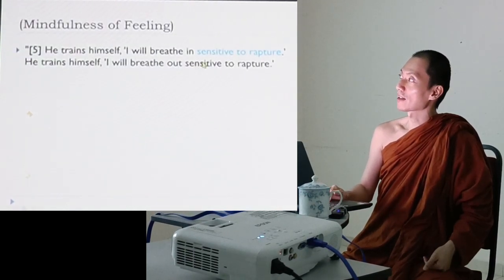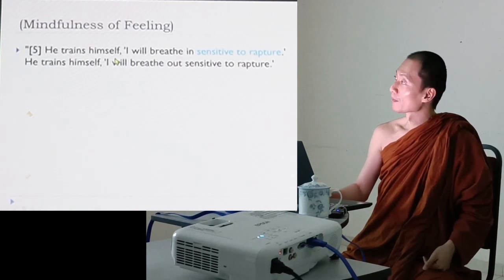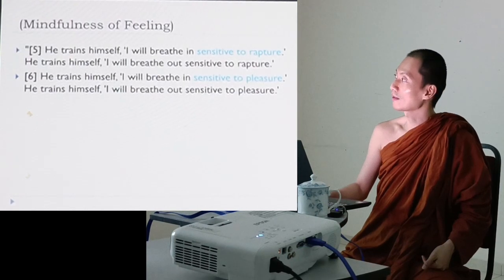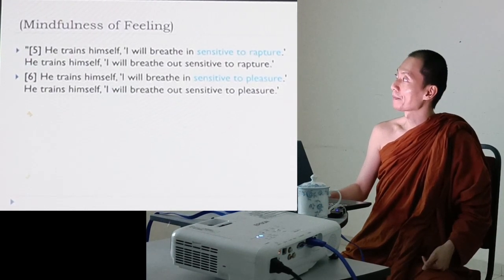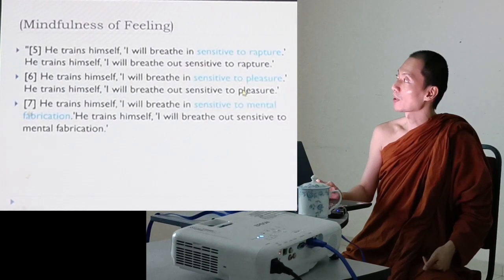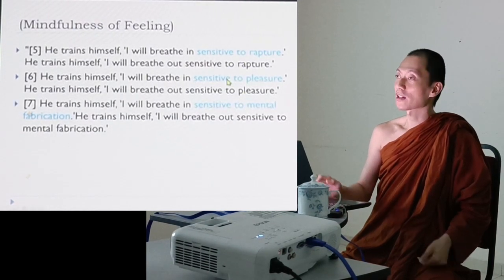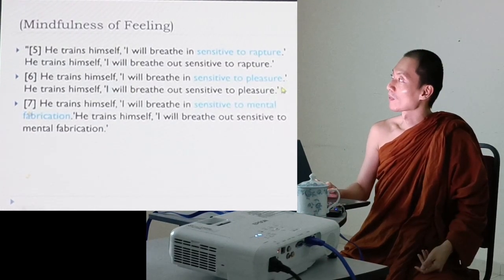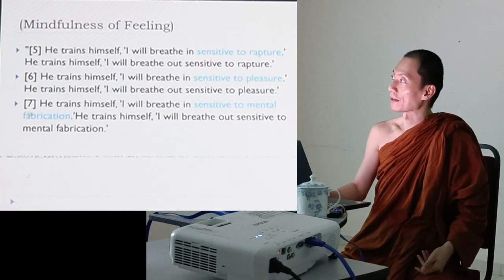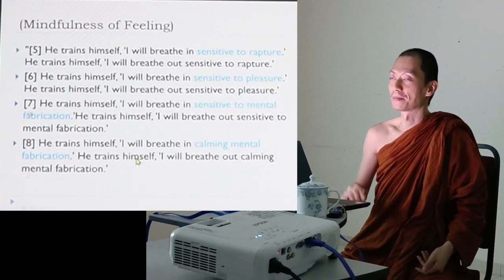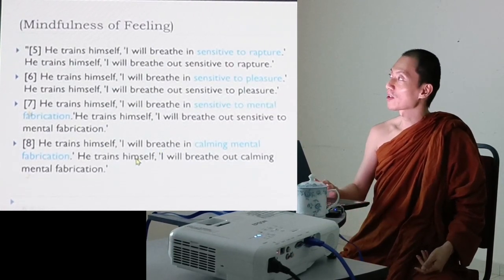Okay, so this one is very interesting. The 5th step, mindfulness of rapture, which is the joyful pleasure to the body. The next one is joy and happiness to the body. So this one is still not amounting to jhanas yet. And the next one, sensitive to mental fabrication. Then the next one, calming the mind.